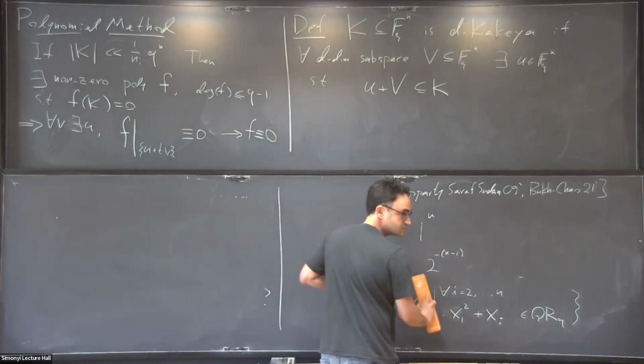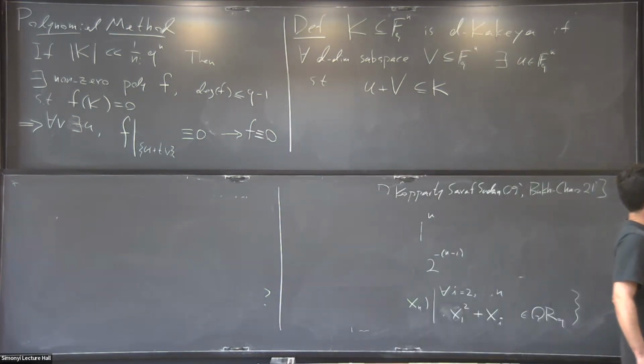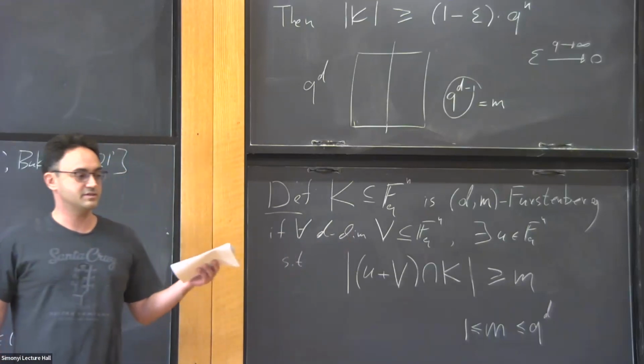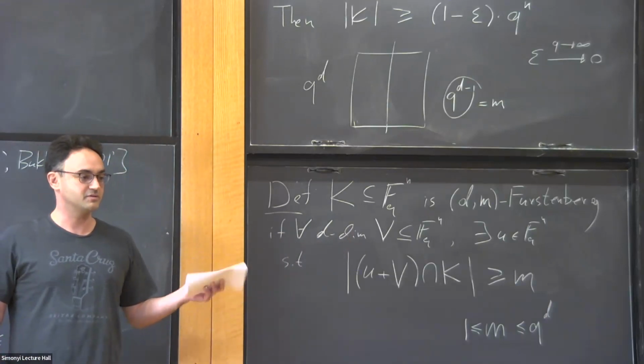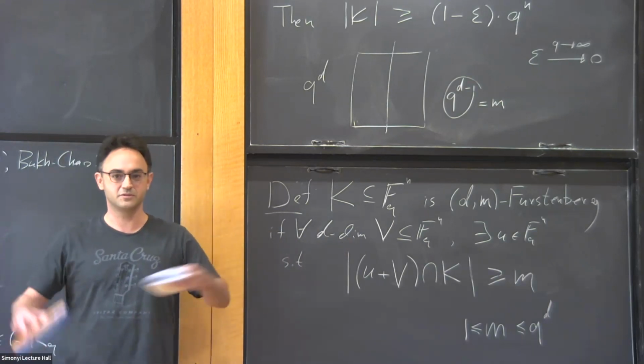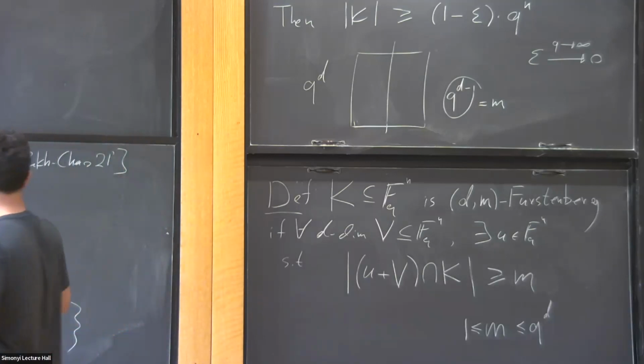Where does the name come from? Why did you call it (D, M) Furstenberg? Oh, I said that over the reals, Furstenberg sets are sets that have a large Hausdorff dimension intersection with a line in every direction, or things like that. And you'd like to deduce something about the Hausdorff dimension of the big set. So it's inspired by those questions.